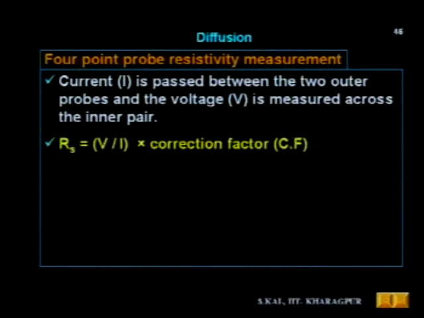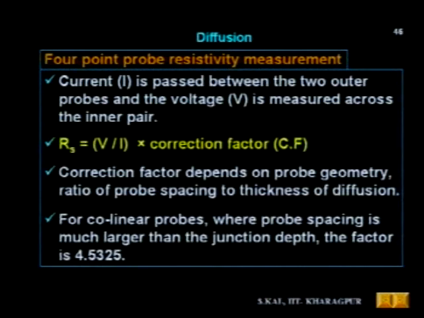Now the 4-point resistivity measurement technique is this, already I explained. Current I is passed between the two outer probes and voltage V is measured across the inner pair, and RS is given by V by I multiplied by the correction factor, which is CF. The correction factor depends on probe geometry, a ratio of probe spacing to thickness of diffusion. For collinear probes, where probe spacing is much larger than the junction depth, the correction factor is approximately 4.5325.